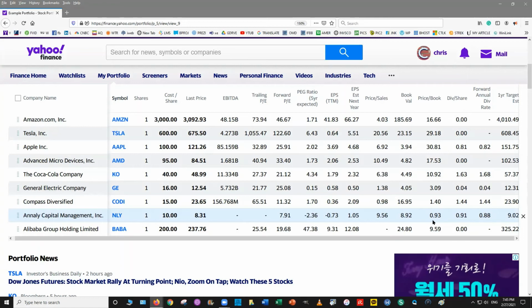And book value is only used for certain kinds of stocks. You would not use book value for an Apple or a Tesla or an AMD or a tech stock, right? You wouldn't do that. Now, dividend per share, if you want income, Apple's paying you 81 cents for every share. Coca-Cola pays $1.63. That's pretty high considering it's only a $48 stock, right? So then we have Ford annual dividend rate. In the future, they hope to go up.